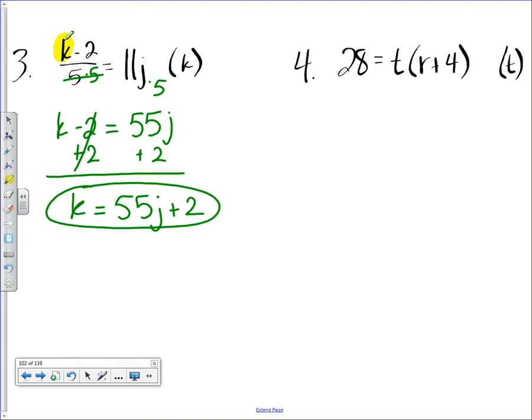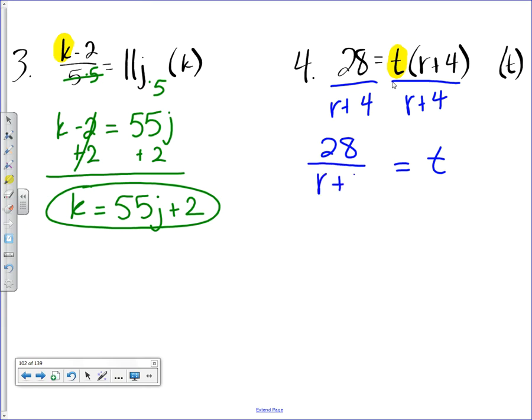In number 4, the knee-jerk reaction for a lot of kids is to distribute the t. Please don't distribute the t. It's in parentheses over there, so that means I'm trying to get this by itself. If I'm trying to get that by itself, I need to move this whole thing over there. Okay, now you'll notice it's in parentheses, so it's all together, and I can move that entire thing at once because that parentheses is being multiplied by the t. So if I want to move it over, I can just divide it over because it was being multiplied by the t. So I have t is equal to 28 over r plus 4.